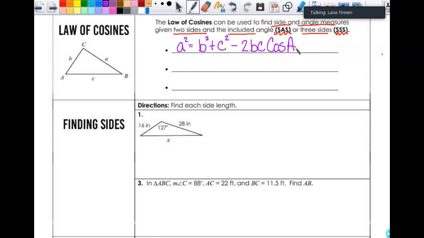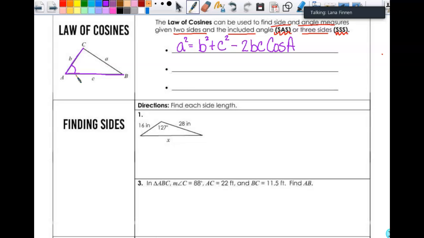So remember, this is side, angle, side. What it's saying is I'm looking for side A. In this case, I would know side B, and I would know side C, and I would know angle A, and that's where your side, angle, side comes from. The letters could be anything. So again, it's more of a concept.